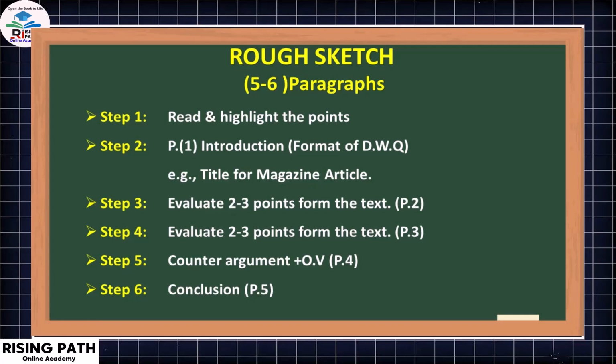And remember that you are going to evaluate 2 or 3 points, not more than 2 points maybe. So you are going to evaluate. You are not going to copy, and you are going to analyze the strengths and weaknesses. And then step 5 is the counter argument and your own views. So you have to give the counter argument, plus you are adding your own views.